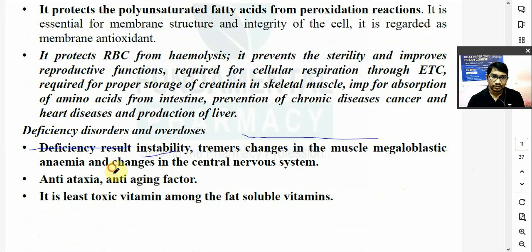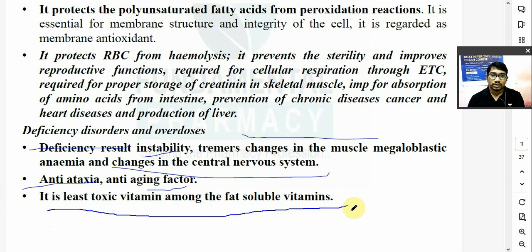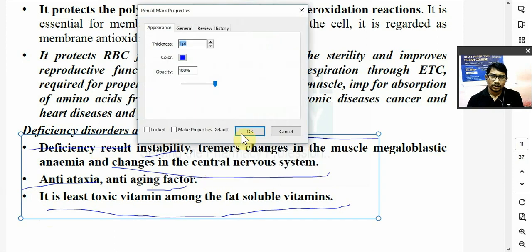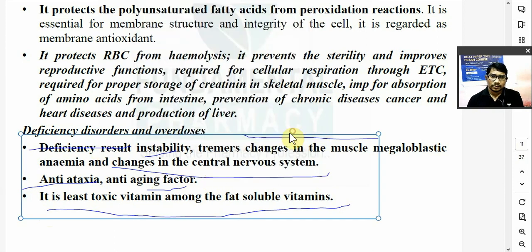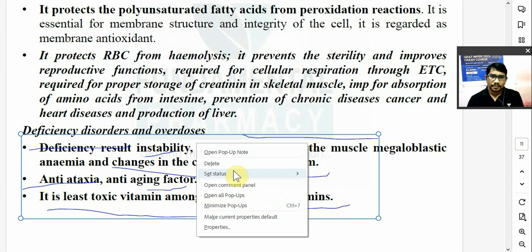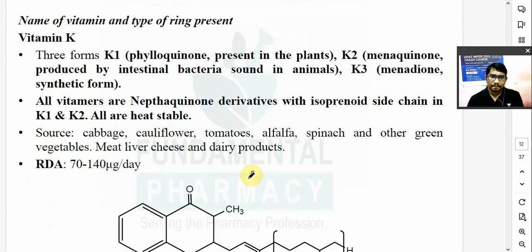Now, okay, next one is the vitamin K. So vitamin K has three forms. तीन फॉर्म होता है इसका. So vitamin K1 is known as a phylloquinone. It is present in the plant. Phylloquinone or phytoquinone. Vitamin K2 is known as a menaquinone, and vitamin K3 is known as a menadione. Now phylloquinone, K1, is present in the plant. K2 menaquinone is produced by intestinal bacteria, and it is found in the animals.